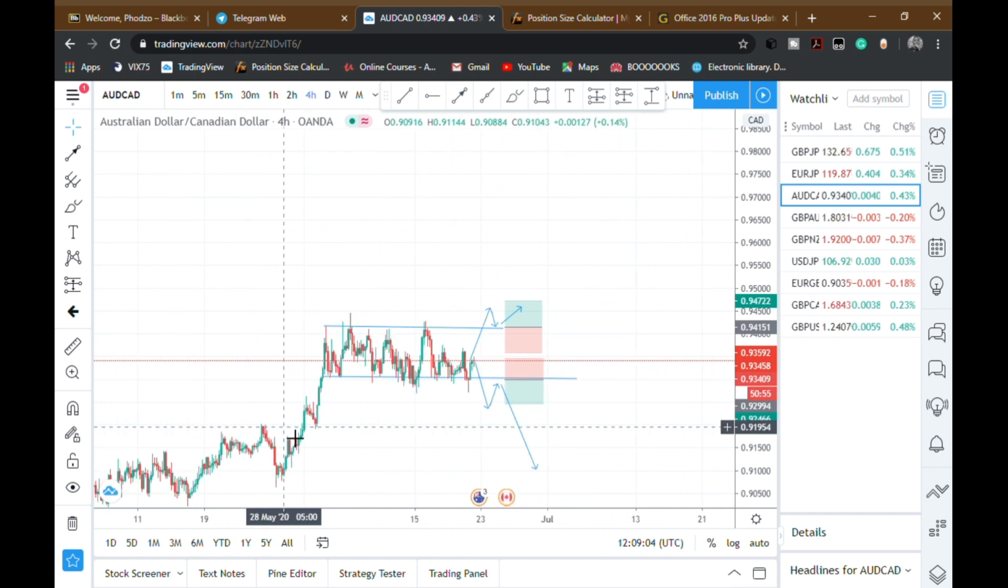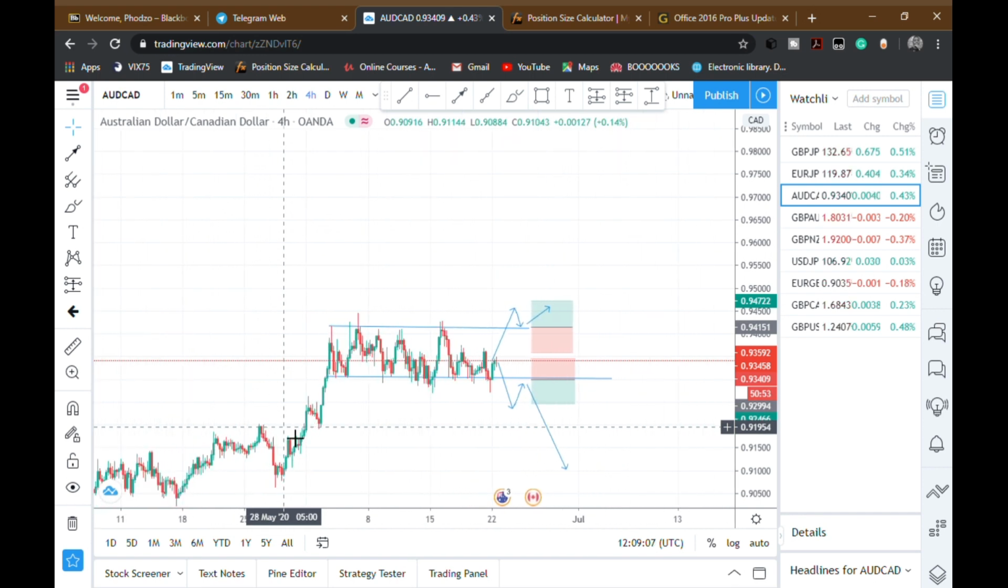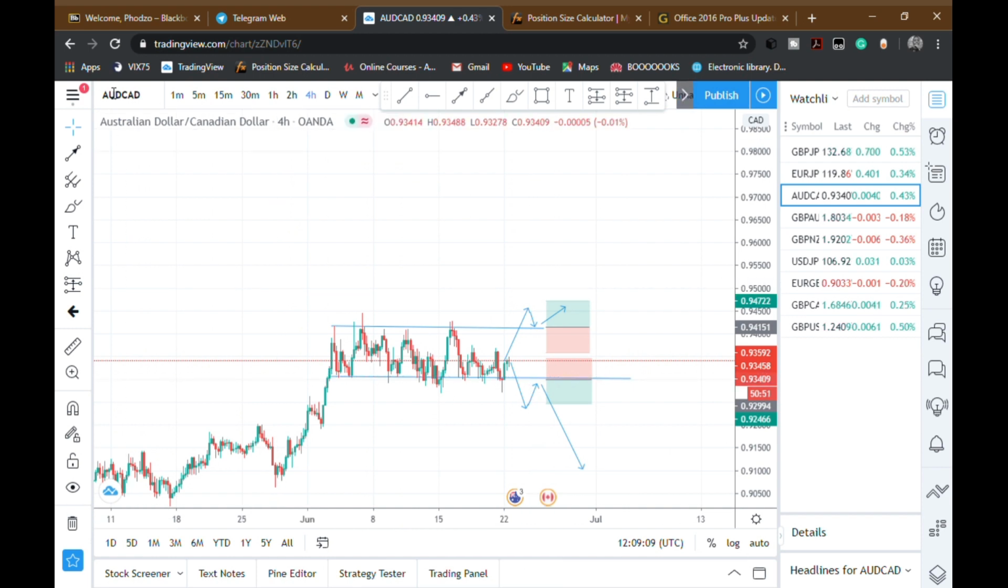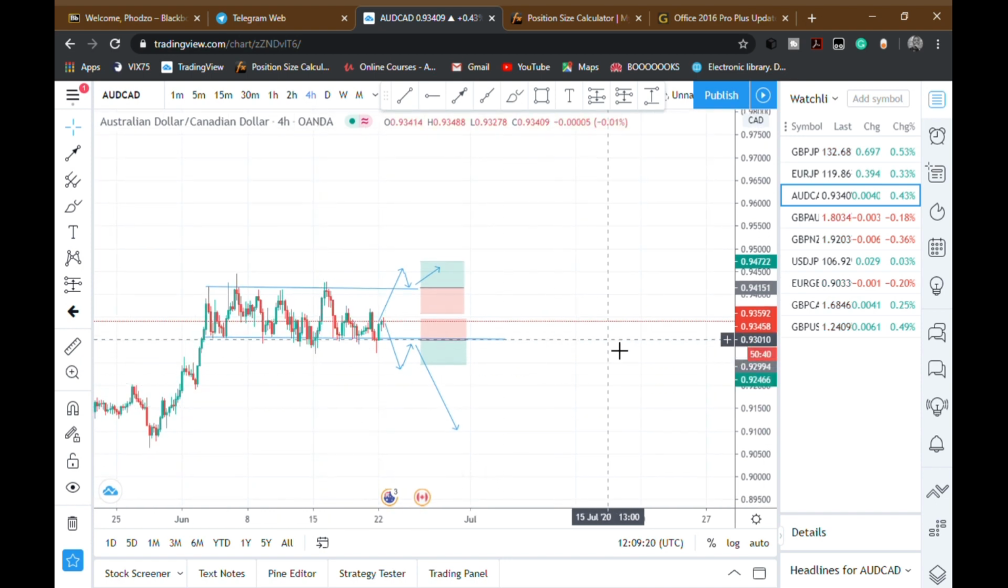So that's it for this pair. For now, I'm just going to be out of this, since it's consolidating. I don't want to trade while it's consolidating.